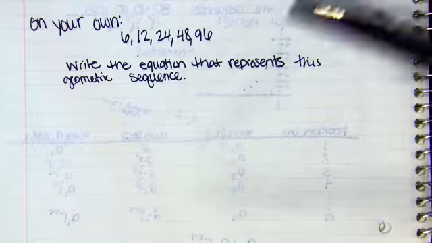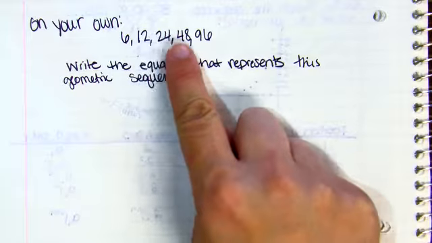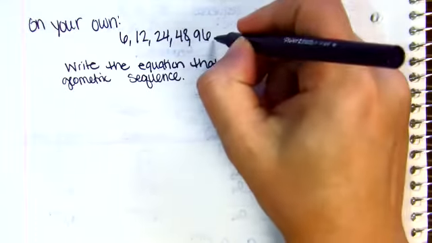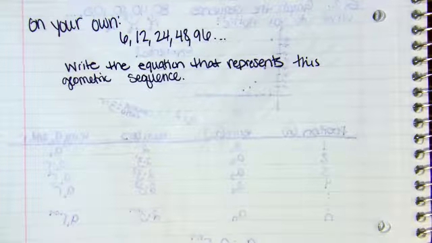Okay, so the last thing I want you to do is this on your own. We have this sequence, 6, 12, 24, 48, 96, ... It's going to go on forever. And I want you to write the equation that represents this geometric sequence. So pause, do it, and then turn it back on to check.